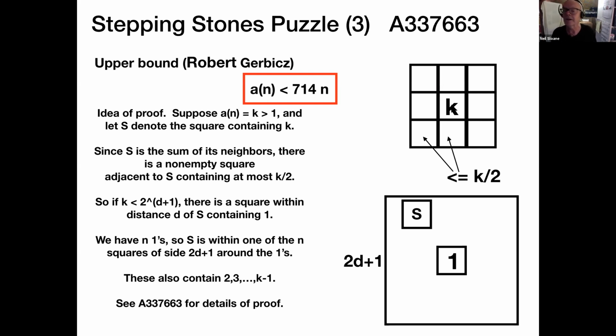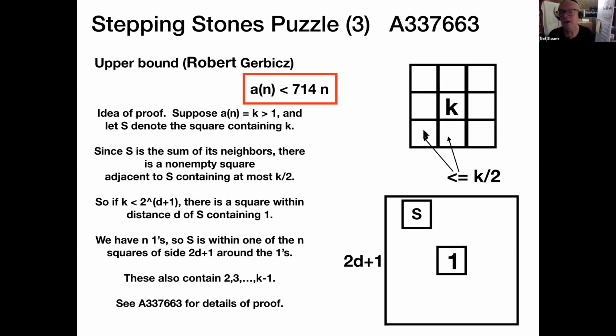Then maybe there's no limit. Well, there is a limit, and here's why there's a limit. Suppose you have a high point of k. Then how did you get that k? It must be the sum of 2 or more of the 8 neighbors.